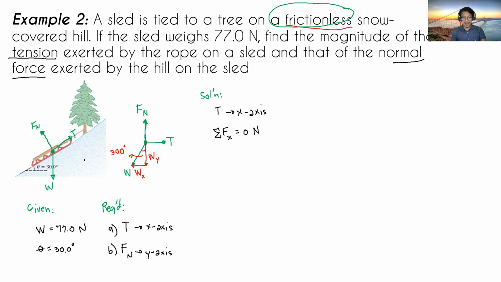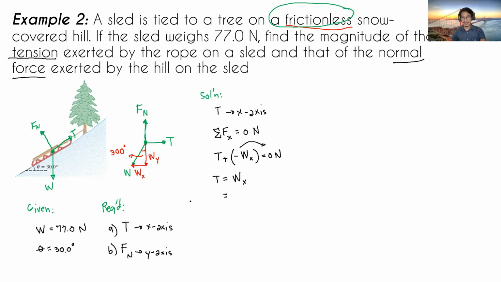Now, what are the forces along the x? First, we have tension, positive. Plus, what are the other forces along the x? Horizontal, we have wx. It is negative because it is to the left. Tension plus negative wx must be equal to 0 Newton. We are asked about the tension, so let us transpose wx to the other side of the equation. So tension is equal to wx.